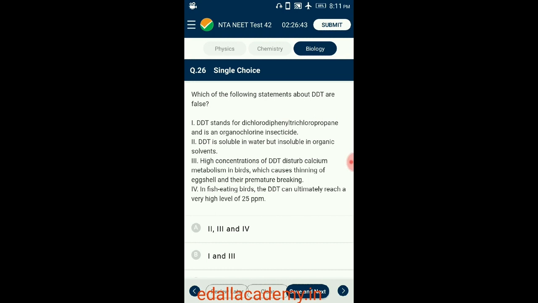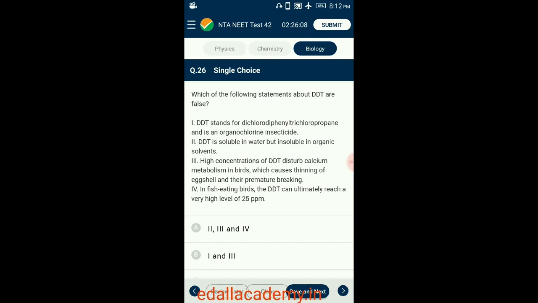DDT is an organochlorine insecticide and it stands for dichlorodiphenyltrichloroethane. DDT is lipophilic, hence it is insoluble in water but soluble in organic solvents and fats. It is not biodegradable and can be stored in fat tissues. Thus, it accumulates in successive trophic levels. In fish-eating birds, the DDT can ultimately reach a very high level of 25 ppm. ppm means parts per million.